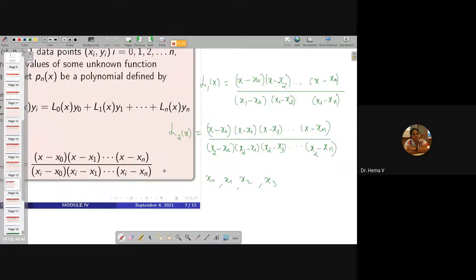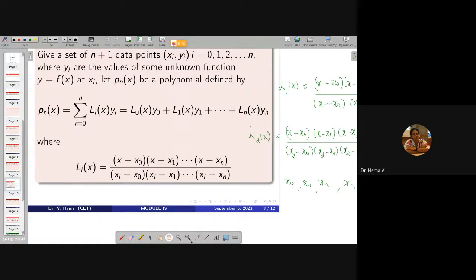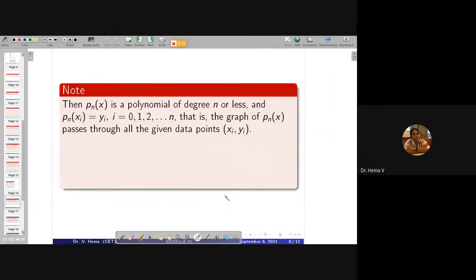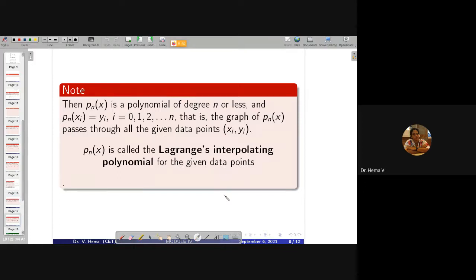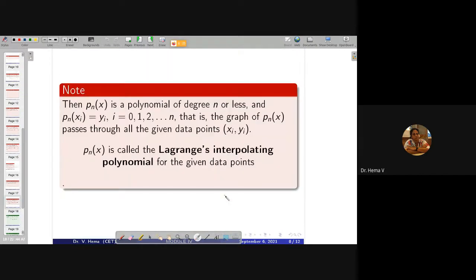Now multiply each term by the corresponding y term. Corresponding to each x0 you have a y0, so multiply that y0 here. Corresponding to each x1 you have a y1, and corresponding to each xn you have a yn. What is the relation between xi and yi? yn is equal to f of xn. So this polynomial is called the Lagrange's interpolating polynomial for the given values.